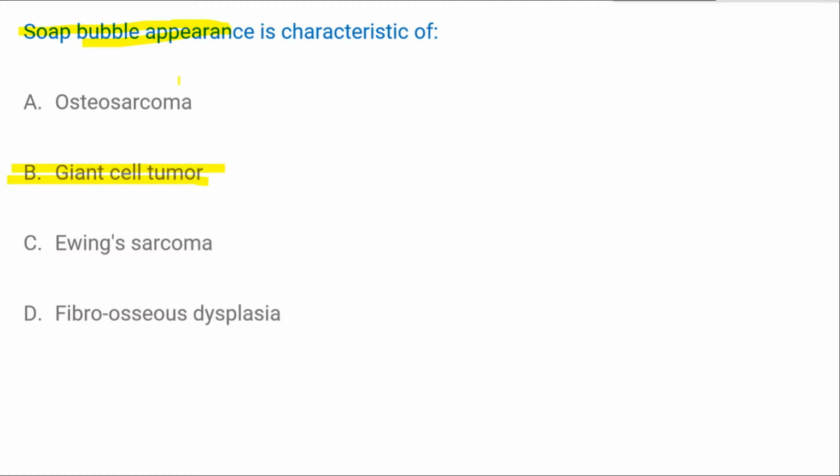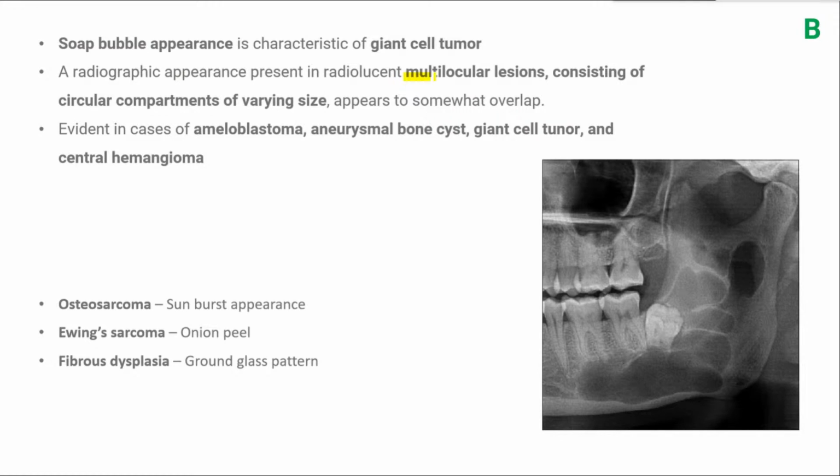A radiolucent multilocular lesion consisting of circular compartments of varying size is the description of soap bubble. Other than giant cell granuloma, aneurysmal bone cyst is one of the most common differential diagnoses, then one variant of ameloblastoma will have this appearance, and very rarely central hemangioma. Let me just finish this question. If giant cell tumor was the option, the answer would be giant cell tumor. If not, these are the other differentials. There's no other differential for soap bubble appearance.